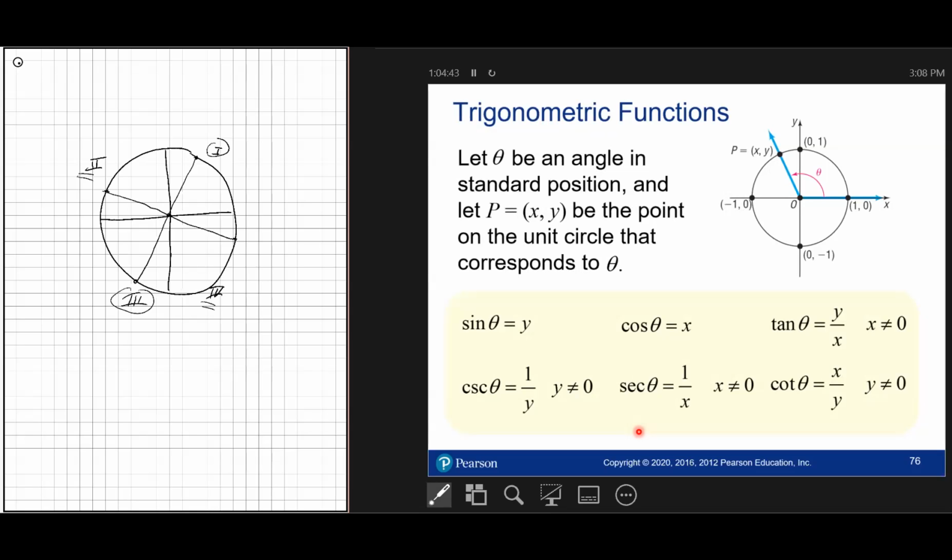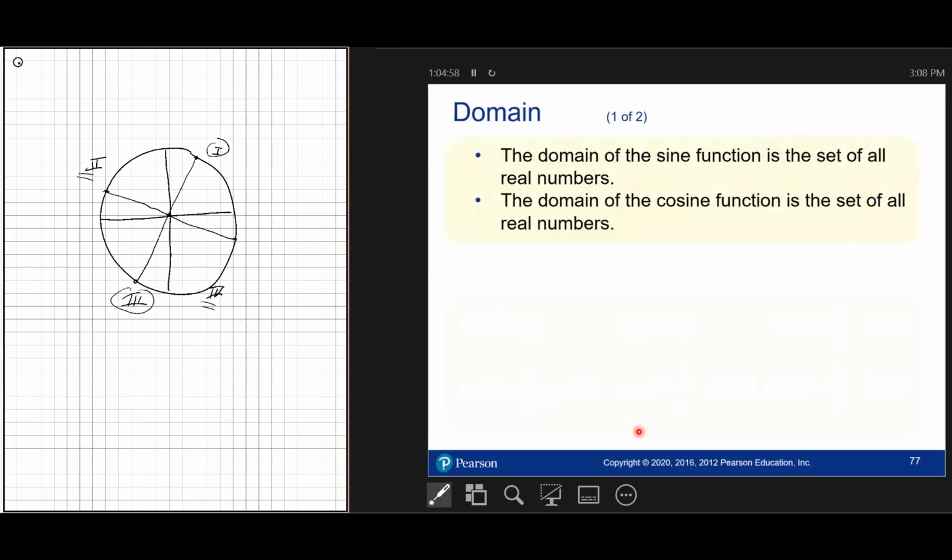So let theta be an angle in standard position. Let point (x, y) be a point on the unit circle that corresponds to the angle. And so, yeah, we have this. We've already been discussing that. They're just setting it up.